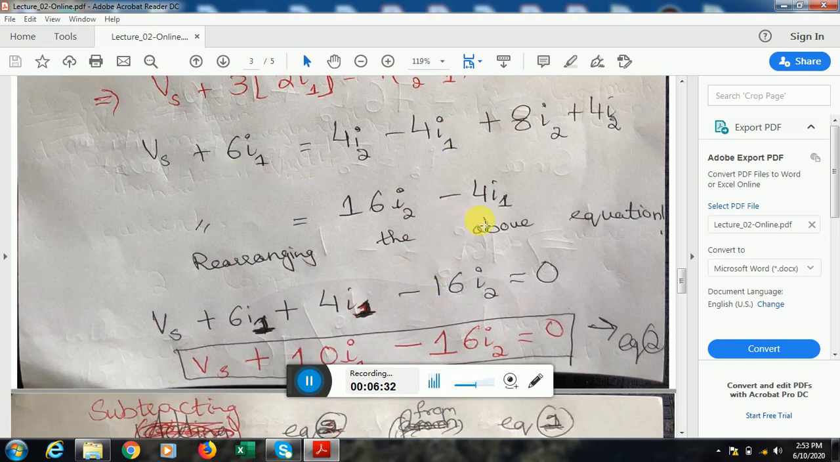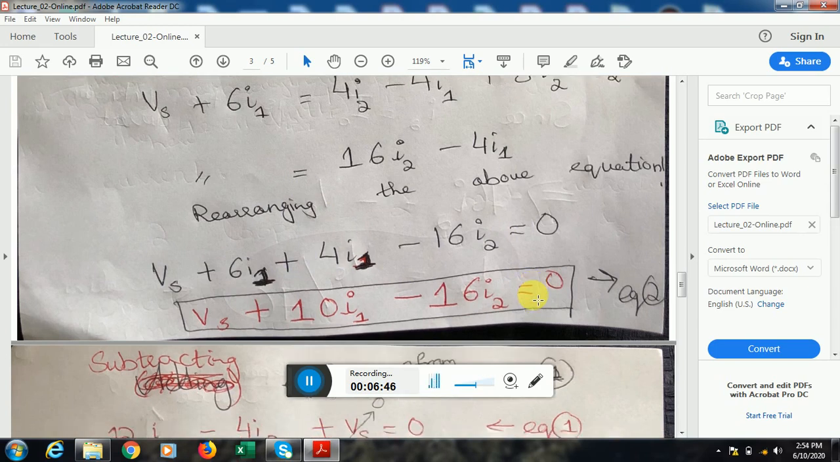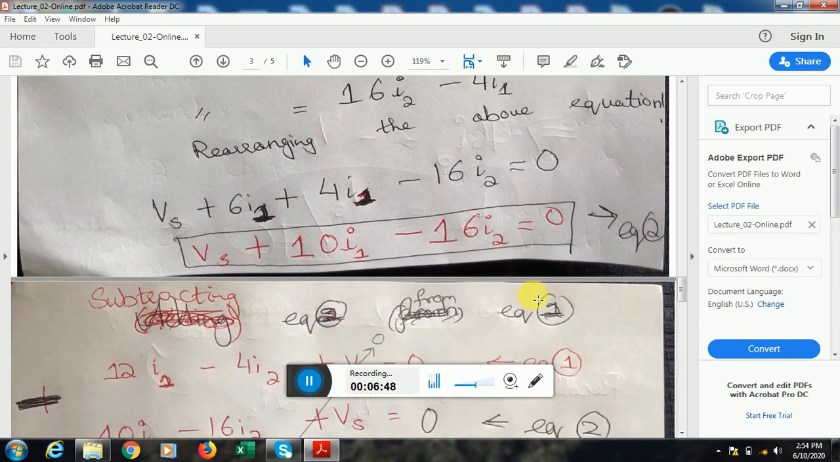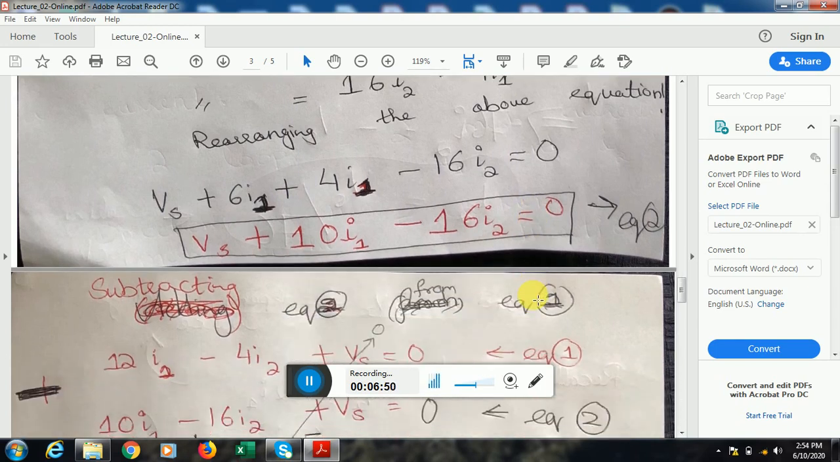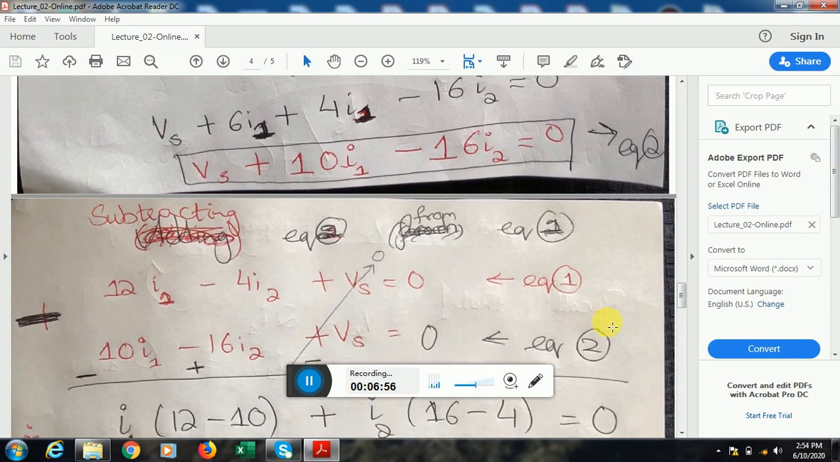I take both these terms on the left side of the equality, and by rearranging, I gather the I1 terms. This becomes Vs plus 10I1 minus 16I2. Now I cannot further solve this equation, so I'll try to do some arithmetic operation on loop equation 1 and loop equation 2. So recall, loop equation 1 was this, loop equation 2 is this.